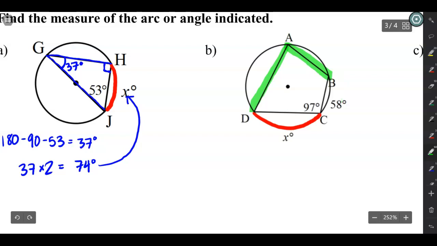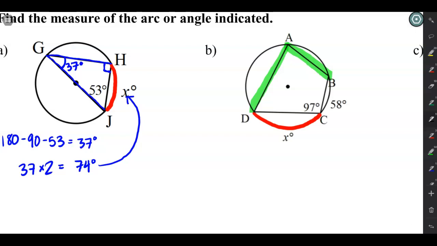And I already know that one chunk of my arc is 58 degrees. And I could use that to figure out what my other chunk of my arc is. So let's just work back through that step by step. So let's say I want to start by figuring out what is angle DAB.